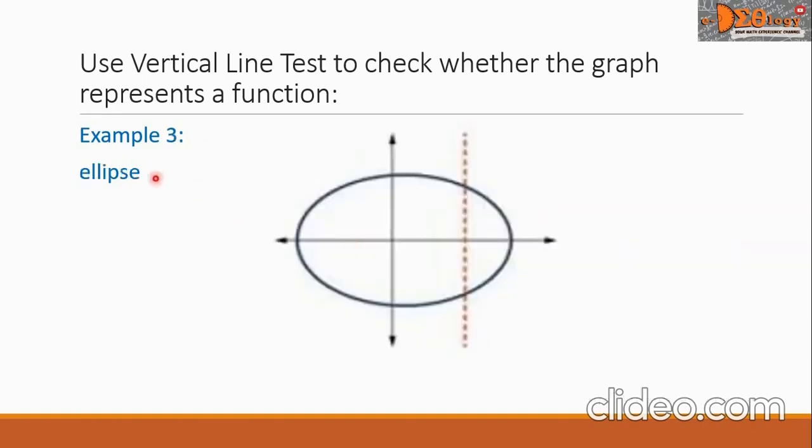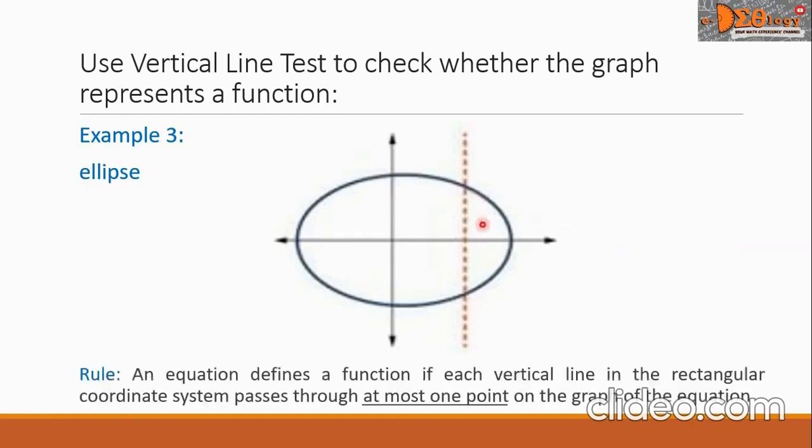Example 3 is an ellipse, and we draw one vertical line here that we can see that this line touches the ellipse in 2 points, and because of that we will say that this graph does not define a function. This is our final answer.